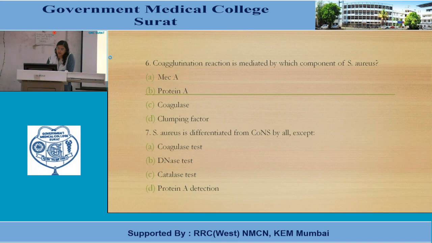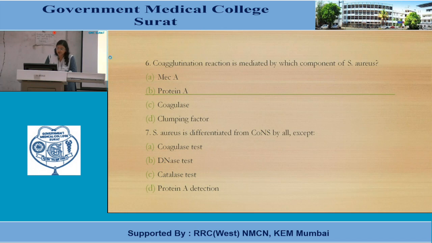Coagglutination reaction is mediated by which component of S. aureus? As I told you, the protein A, which helps in the coagglutination test. S. aureus is differentiated from CONS by all except: coagulase test, DNase test, catalase test or protein A detection. The answer will be the protein A detection. Okay, sorry, the answer will be catalase test, because catalase is seen positive in all staphylococci. It is negative in streptococci.